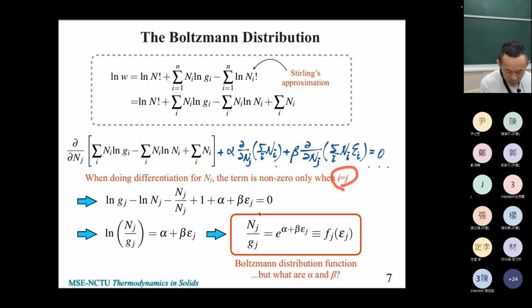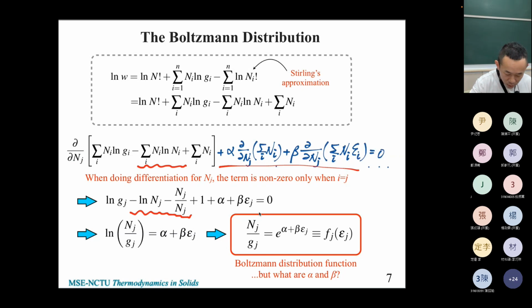So all you need to do is differentiate with respect to nj the natural log gj. So you get natural log gj for the first term. Okay, it's much easier. For the second term, it becomes natural log nj minus nj over mj. Again, only the i equal to j term needs to be considered. Then again here it becomes 1, no problem.